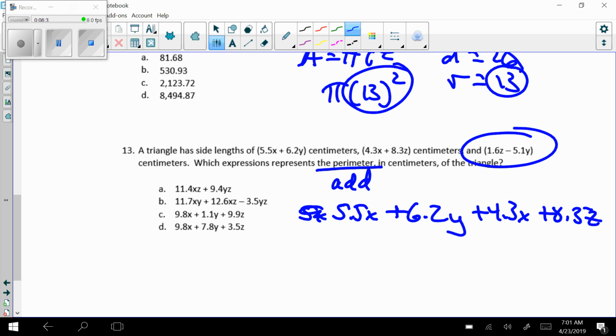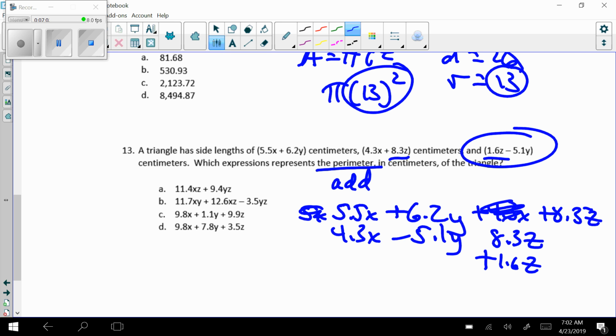So what I'm going to do is line up, and combine all your like terms. So I'm going to line up my like terms. I have a 5.5x, so I'm going to put 4.3x underneath that. 6.2y, so I'm going to put negative 5.1y underneath it. Okay, I don't need that in there anymore. And I have an 8.3z here, and I'm going to put a plus 1.6z. And then you just combine your like terms, combine those, and so on.